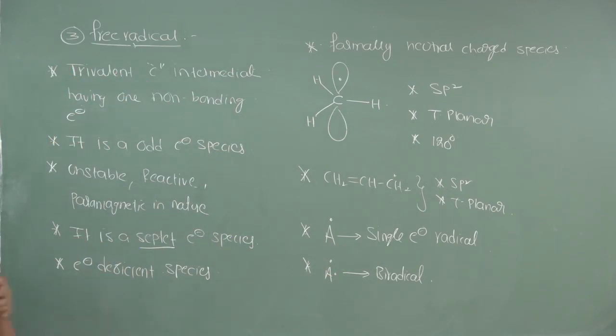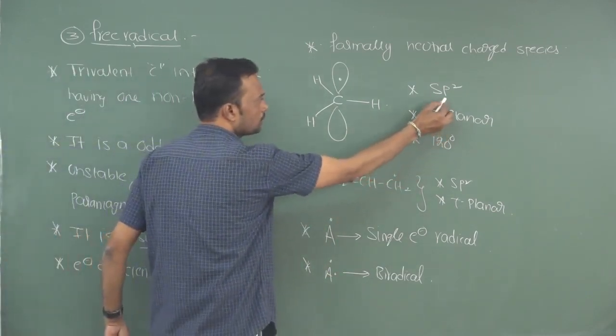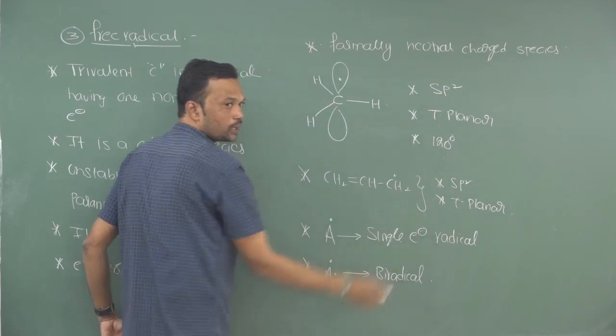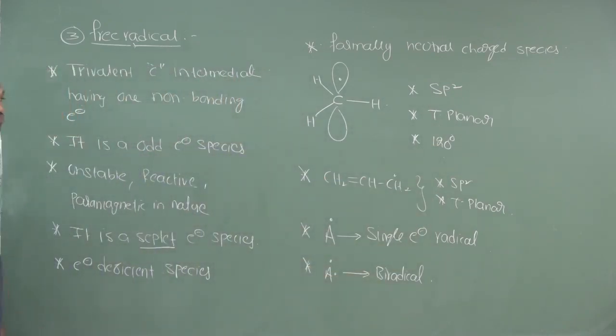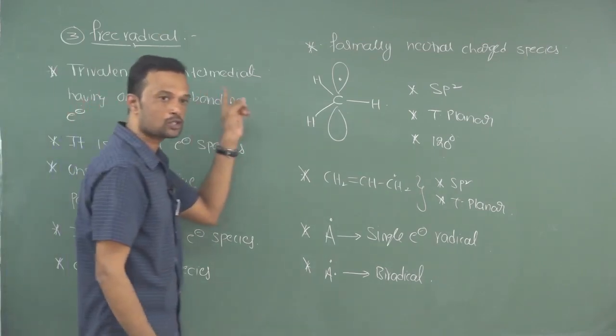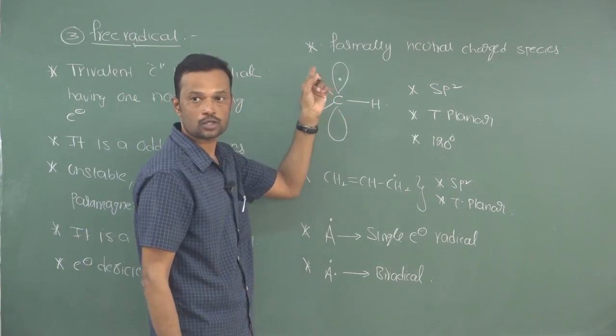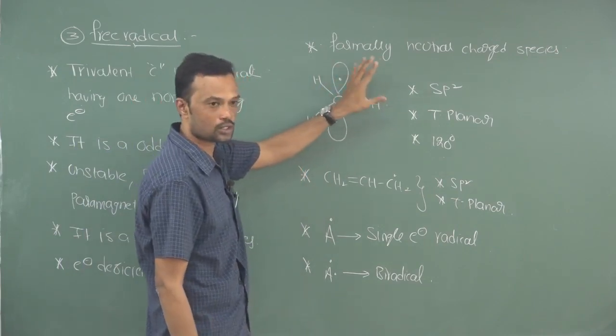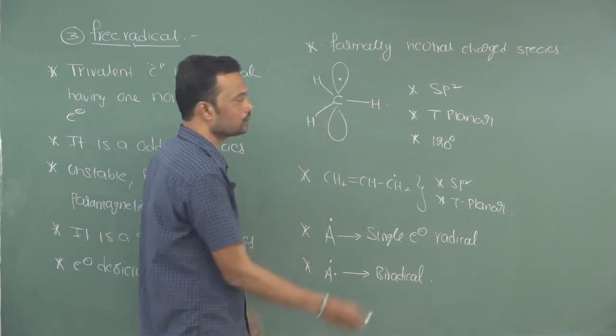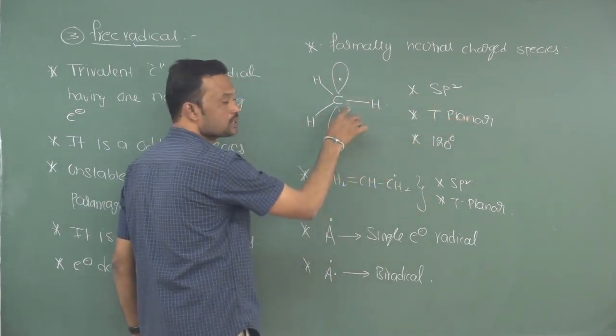So structure is most important. The structure is trigonal planar, hybridization is sp2, bond angle is 120. Is it paramagnetic or diamagnetic? Paramagnetic. This point is very, very important. Paramagnetic, formally neutral charge. In the case of carbanion, we write a negative charge. But in the case of a free radical, don't write a negative charge. Simply leave it. We can't write CH3 minus here. So it is only CH3 dot.